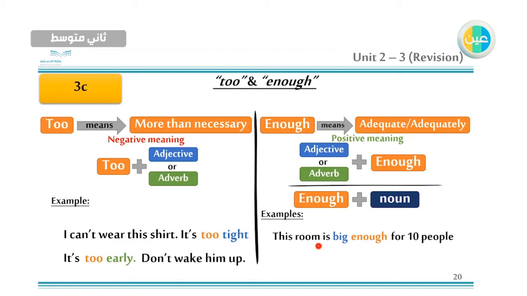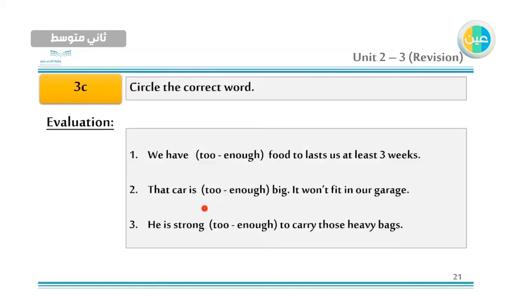Another example, he has enough money to buy a new house. So money is a noun, so enough comes before the noun. So he has enough money to buy a new house, just one house. He cannot buy 2 houses, and he has just enough money to buy a new house. Alright, now let's have a small exercise about using too and enough.